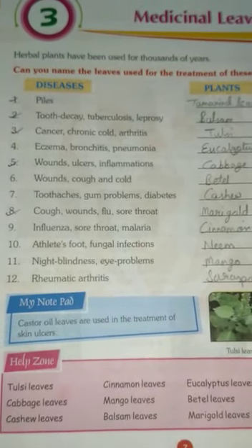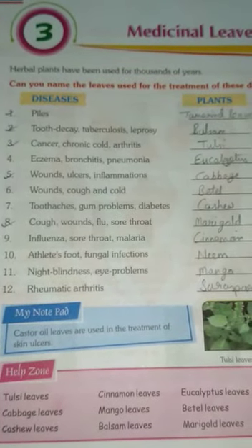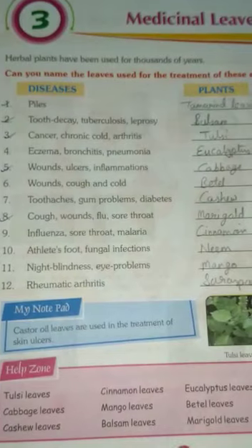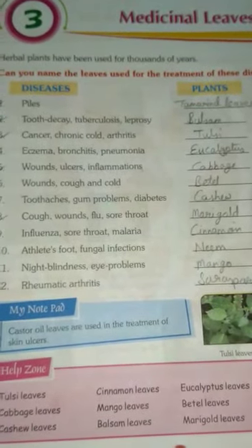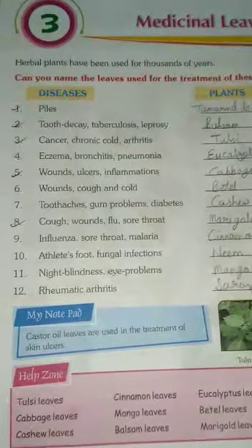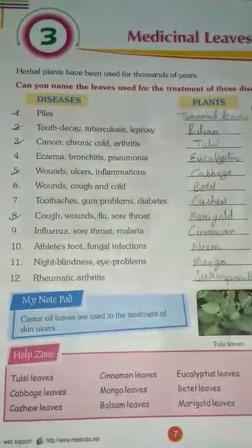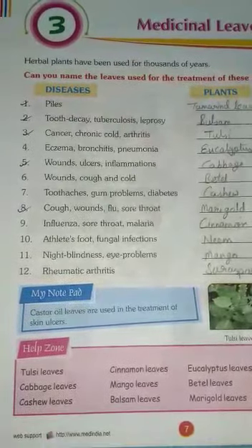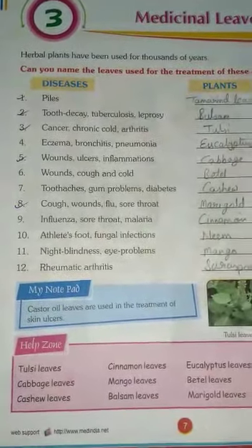Cabbage. Now sixth one is wounds, cough and cold. Which plant? Betel. Betel, what will we call in Hindi? Supari ka paudha. Okay, now seventh is toothache, gum problem, diabetes: cashew. Cashew, all are knowing. Cough, wounds, flu, sore throat: marigold. Now ninth is influenza, sore throat, malaria: cinnamon.